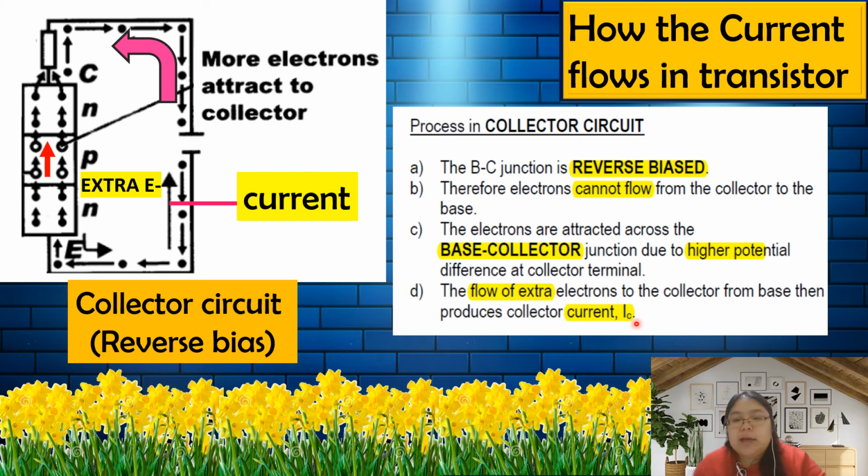One of the conclusions is: no IB, no IC. That means you must have the base current first, then after that you get the collector current. If the base current is 0, the collector current cannot function. This is the concept of the transistor.